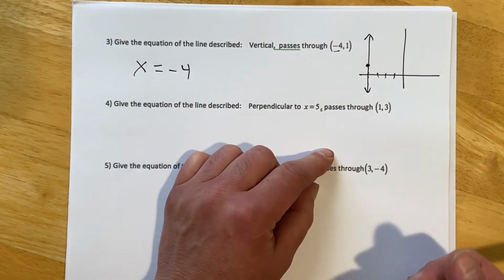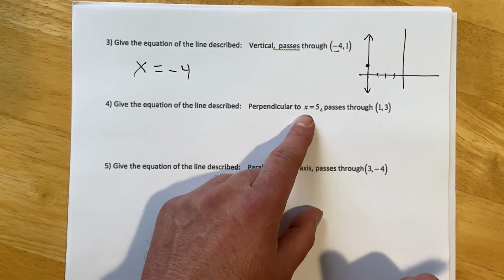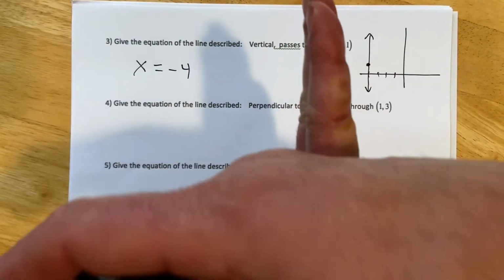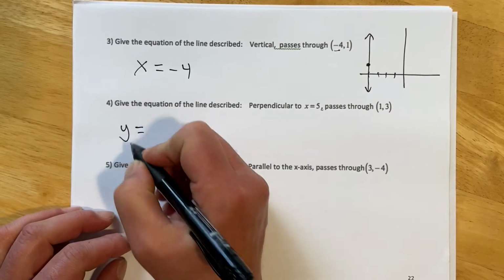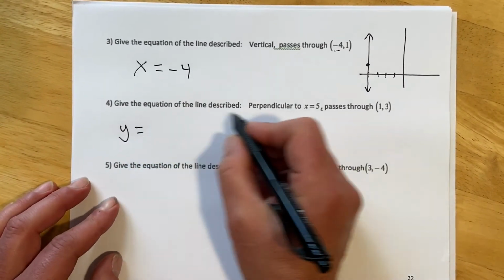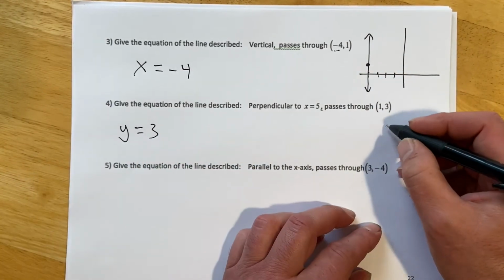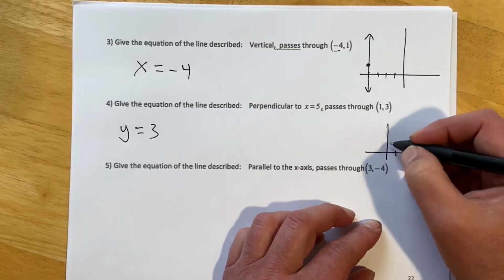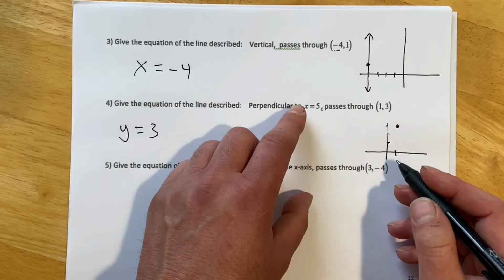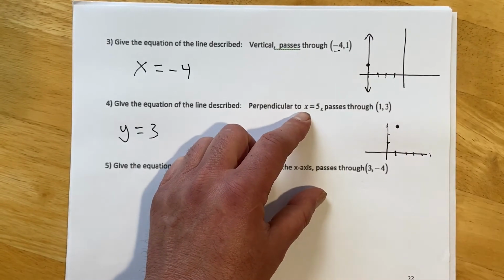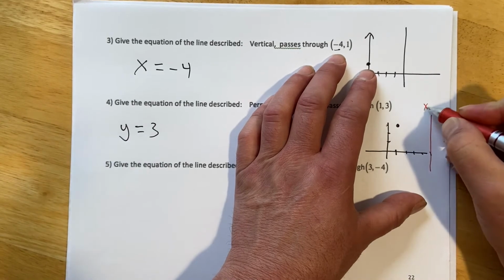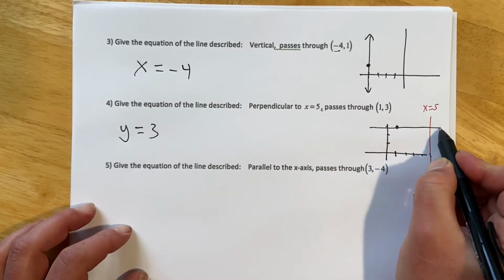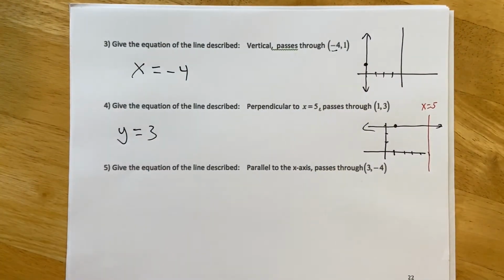Perpendicular to x equals 5 passing through 1, 3. So if it's perpendicular to x equals 5, it's got to be y equals, right? Because perpendicular to a vertical will be a horizontal, and that's a y. So once we get past that little bit of logic, it's going to be y equals 3. But let me do a quick sketch over here just to help you see that. So this is x is 1 and y is 1, 2, 3. So we're going through that point. The line x equals 5 would be out here somewhere. And so the line that I'm looking for is perpendicular to this, going that way. So there's our y equals 3.